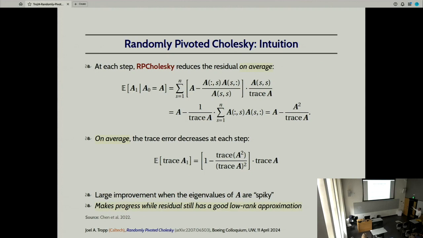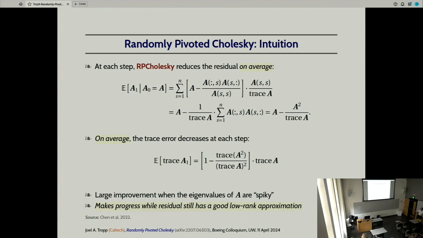Okay, this is a probability distribution, so this is an average, and so it just spits out the initial matrix A. The diagonal entries cancel. That's why this is a good distribution. And all that's left then is A minus 1 over the trace of A times the sum of these outer products, which is also known as A squared. Okay, so in short, we can write down an explicit formula for the expected residual after one step of this process. And it has this very elegant form, tells us that we remove A squared over the trace of A.